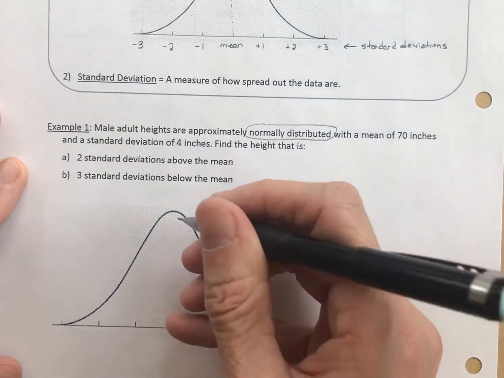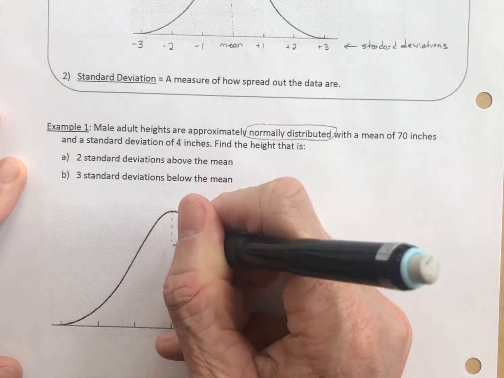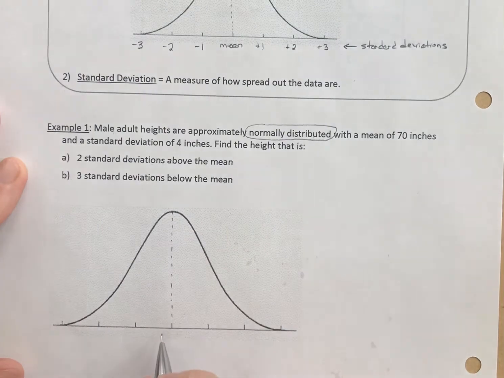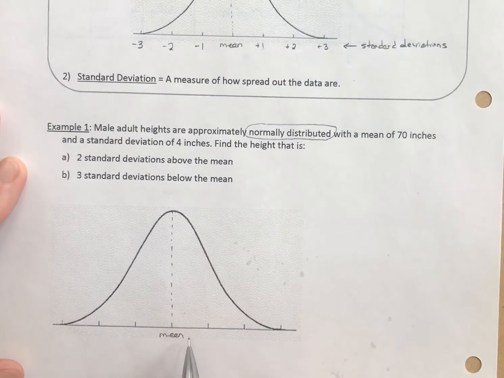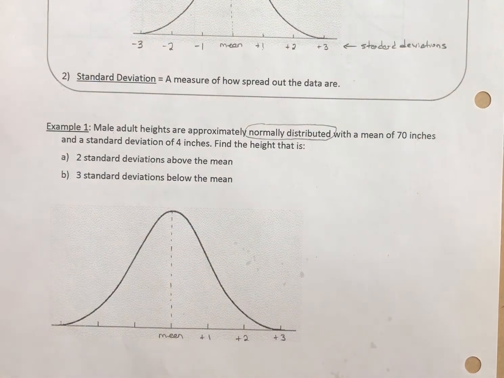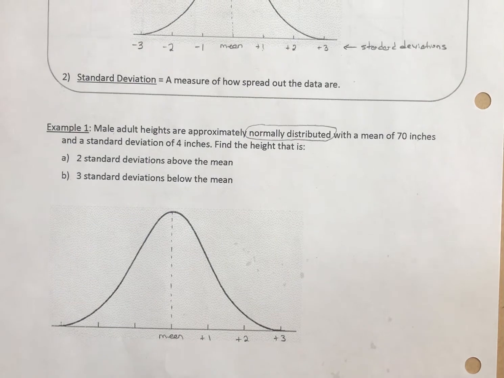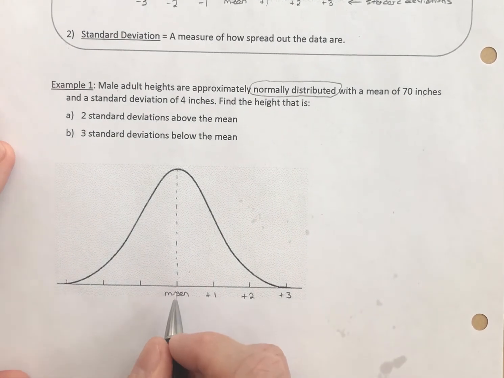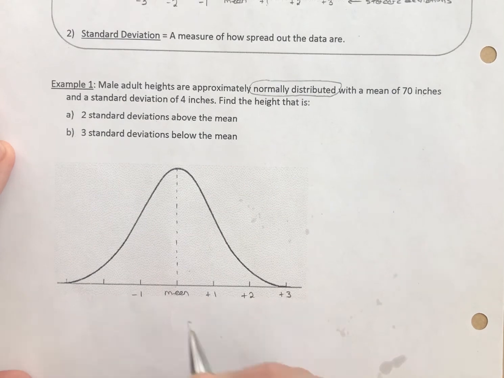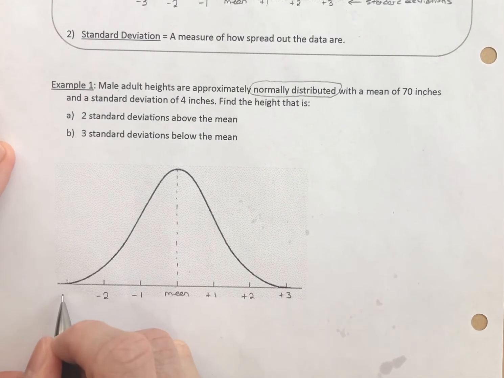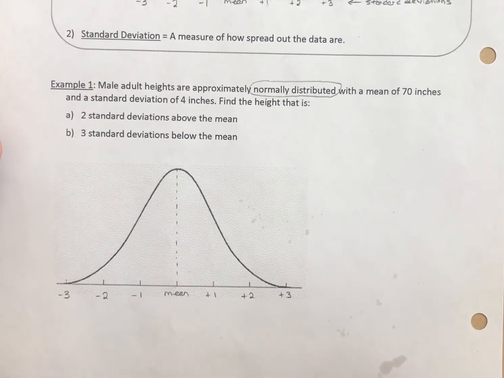Okay, well, here's my normal distribution. It's always nice to see a sketch to see what's going on. This is the mean. This is 1 standard deviation above. This is 2 standard deviations above. And this is 3 standard deviations above. Then we'll go below the mean. This is 1 standard deviation below. This is 2 standard deviations below. And this is 3 standard deviations below.